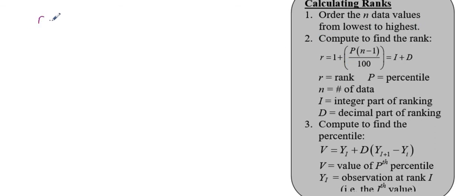So the rank is equal to 1 plus P, where P is the percentile, so that's 80, we're doing the 80th percentile, times n minus 1. N, we had 15 pieces of data, minus 1, over 100. So this is the first formula that you need to work out. When you calculate that, you get 12.2. So you're going to get a whole number and you're going to get a decimal.